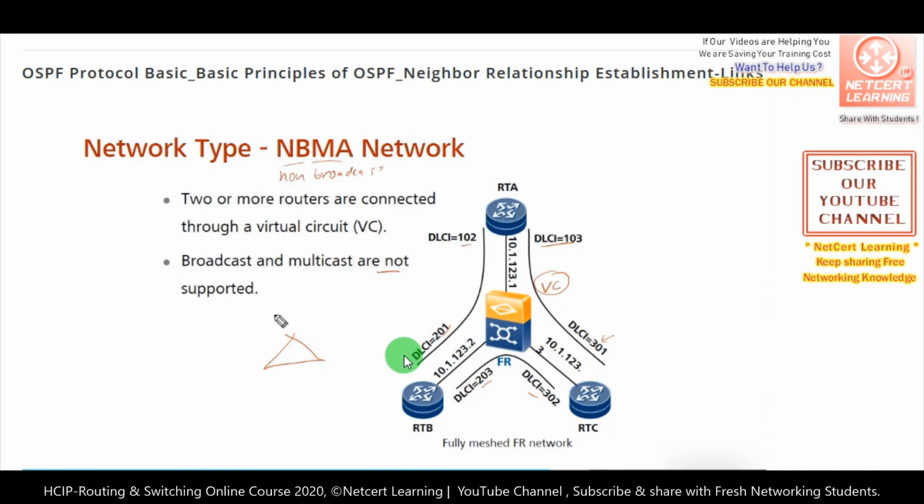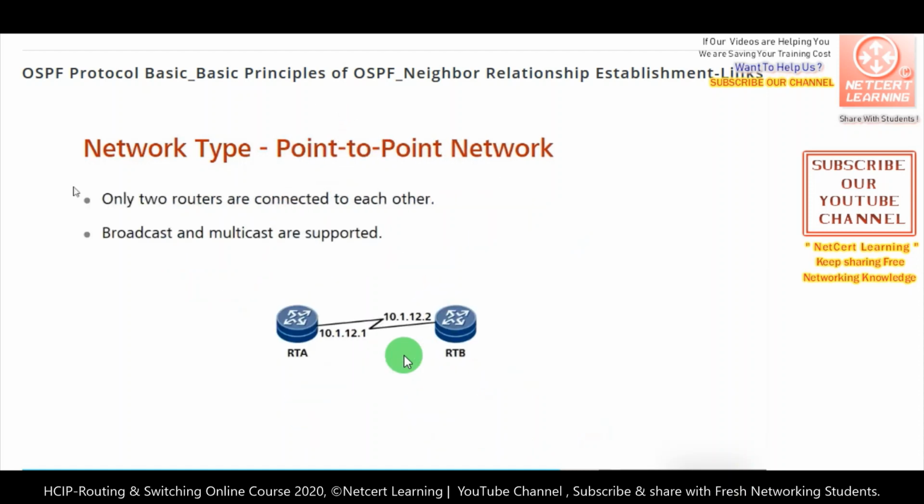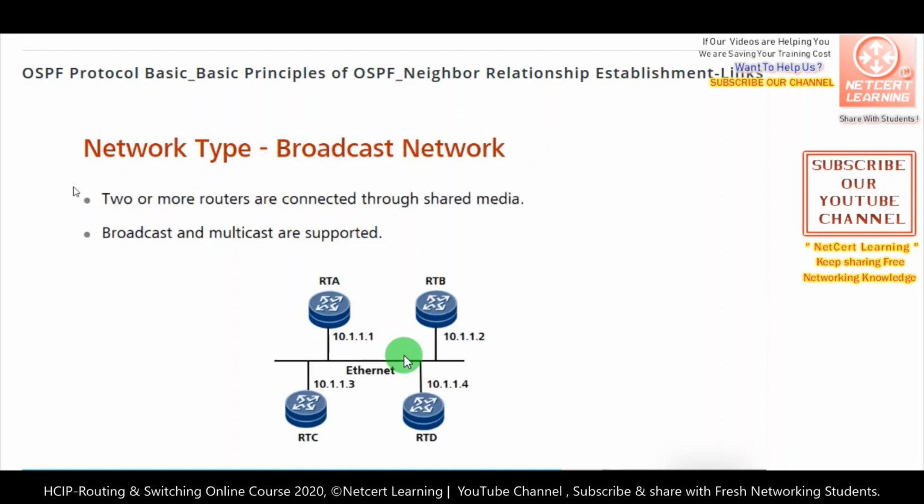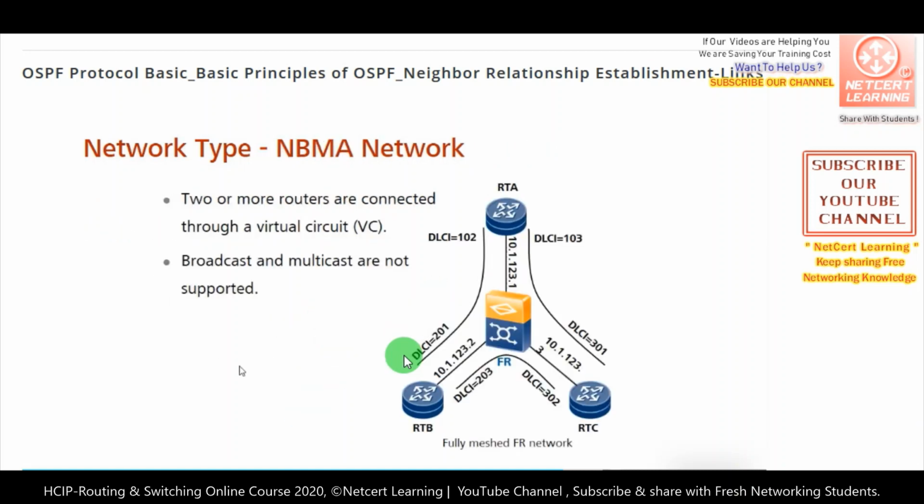This is where we need to configure the neighbor command that I mentioned a few slides earlier. But as you can see, frame relay is less popular nowadays. The more popular one is still the Ethernet network, like this type of diagram, or the point-to-point network. So frame relay network is not really popular nowadays.